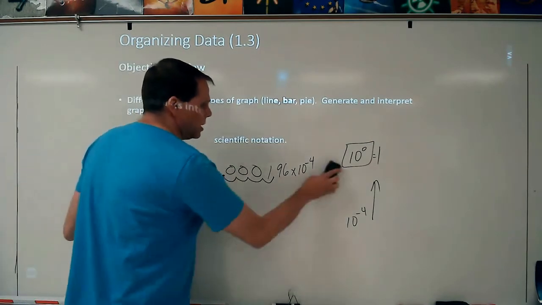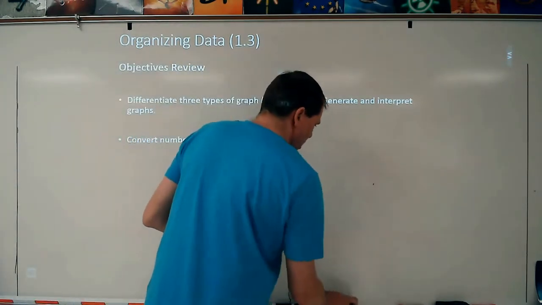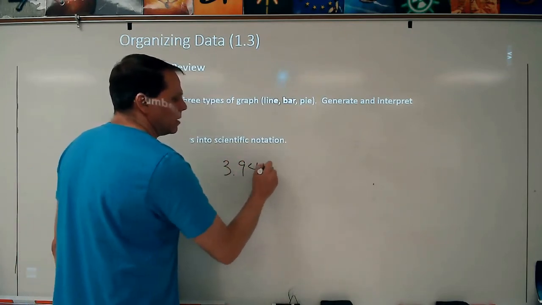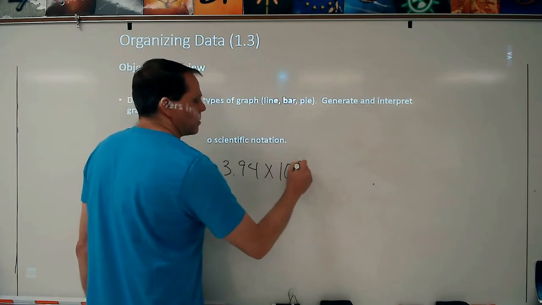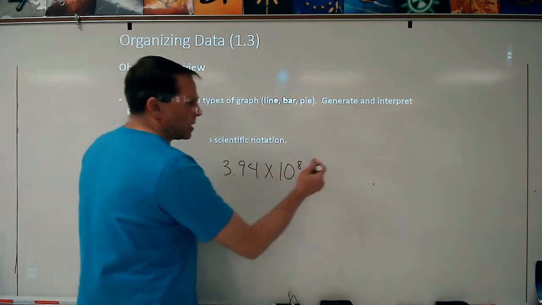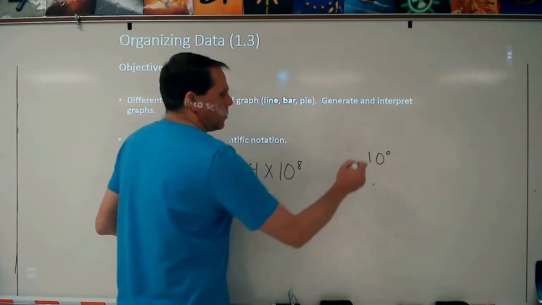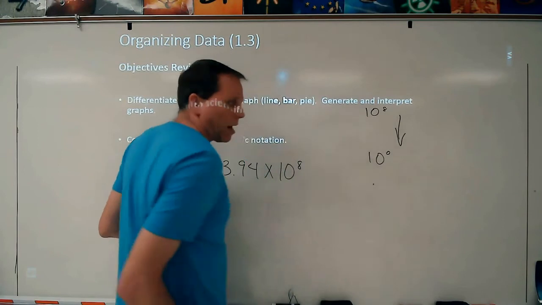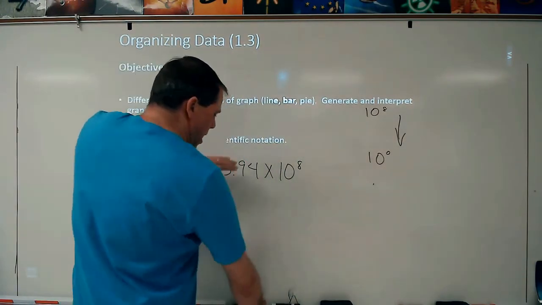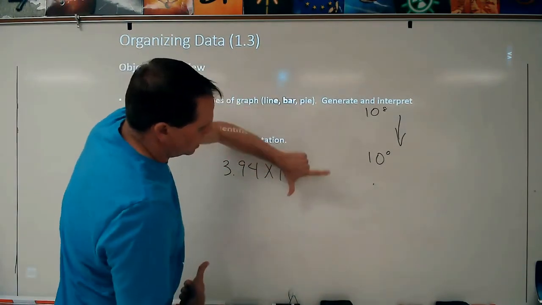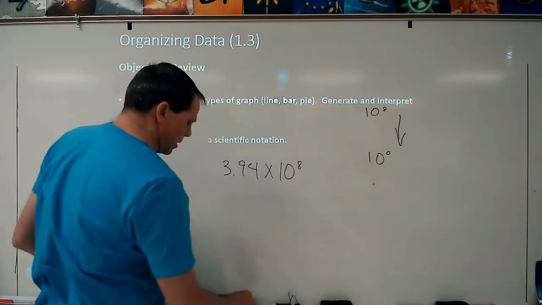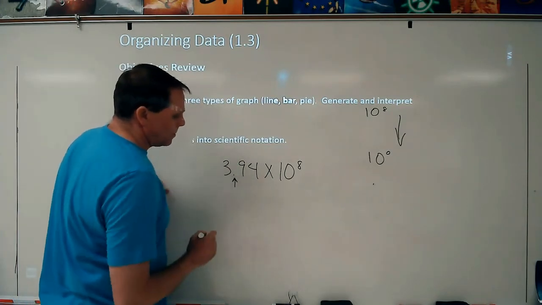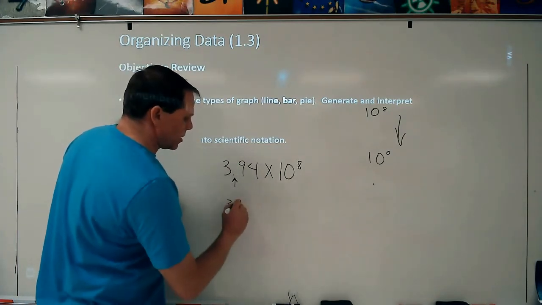Same thing would happen if I had a number I wanted to convert, and it was one of those bigger numbers. So in this case, let's say I had 3.94 times 10 to the 8th. Well, I got to think about where that 10 to the 0 was, and where 10 to the 8th would be. 10 to the 8th would be above the 10 to the 0, so it's got to drop down. Okay, so if I have to drop down, I've got to move my decimal point in that direction. My decimal point's already right here. And so I have to move it over.